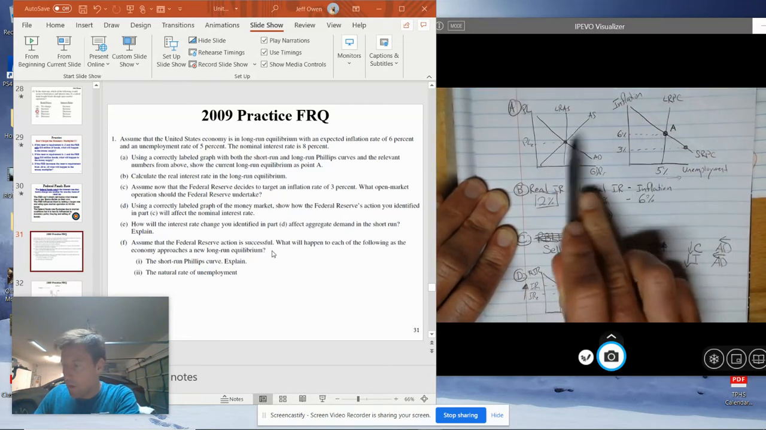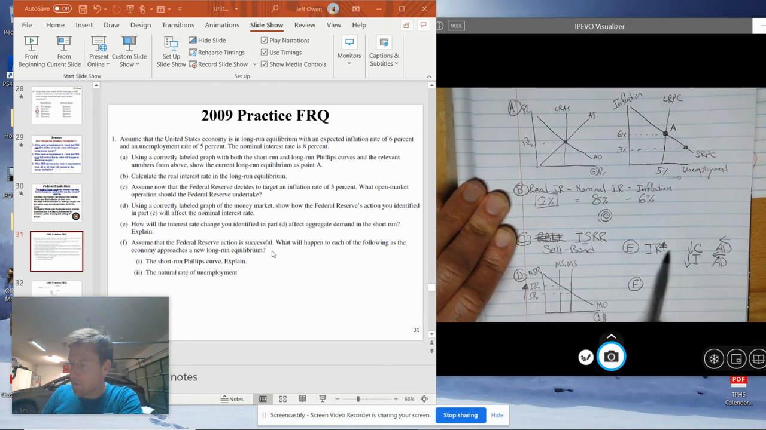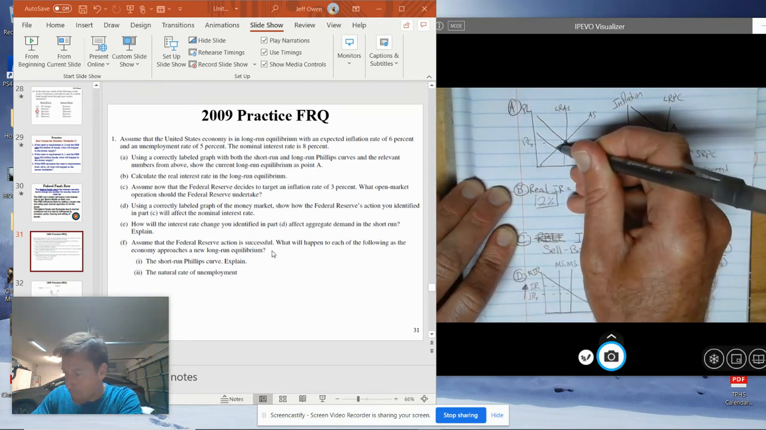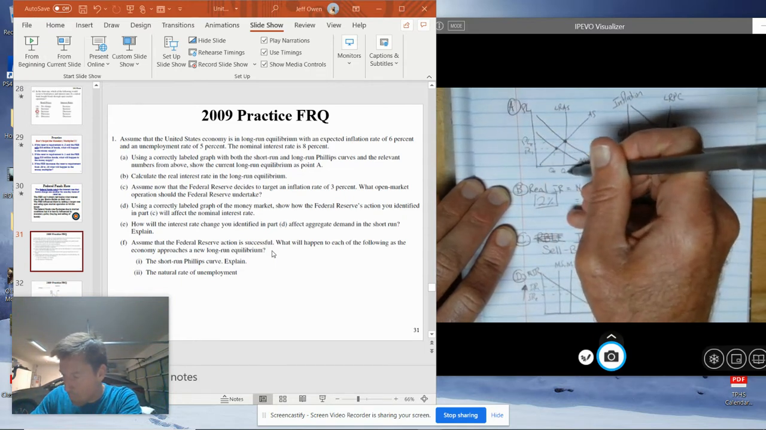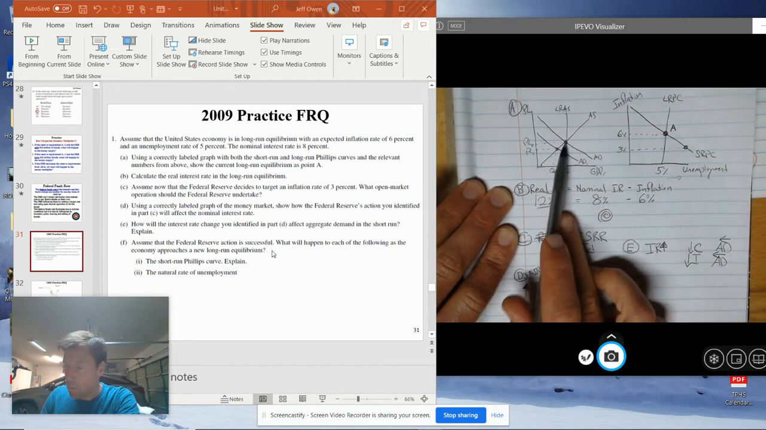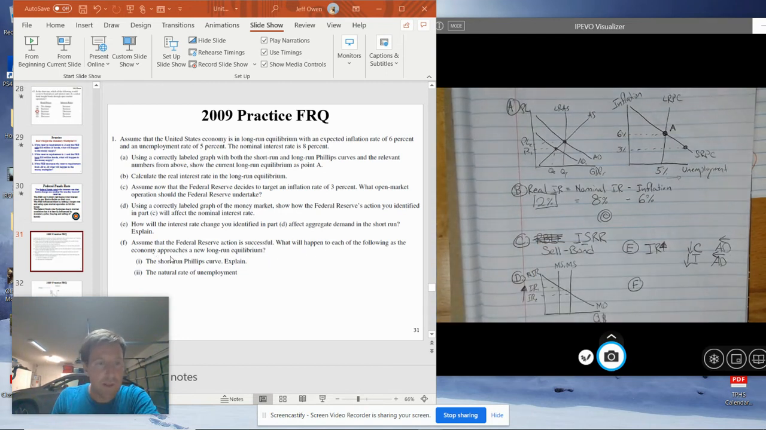That's where we started. And then the Fed decided to target that 3% inflation, right? So they put in a contractionary policy. They decreased aggregate demand because they increased the interest rates. So C and I dropped, AD went to the left. We entered a recession because the Fed wanted to drop inflation. So we are now in a recession. In the long run, it says what's going to happen to each of the following as the economy approaches a new long-run equilibrium. And they want to know about the short-run Phillips curve.